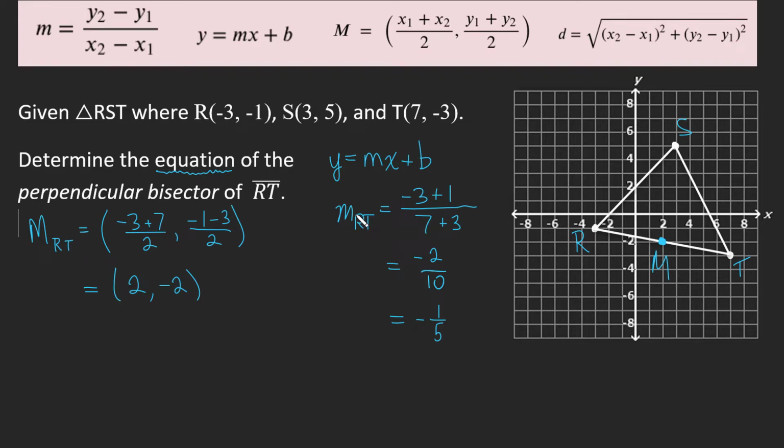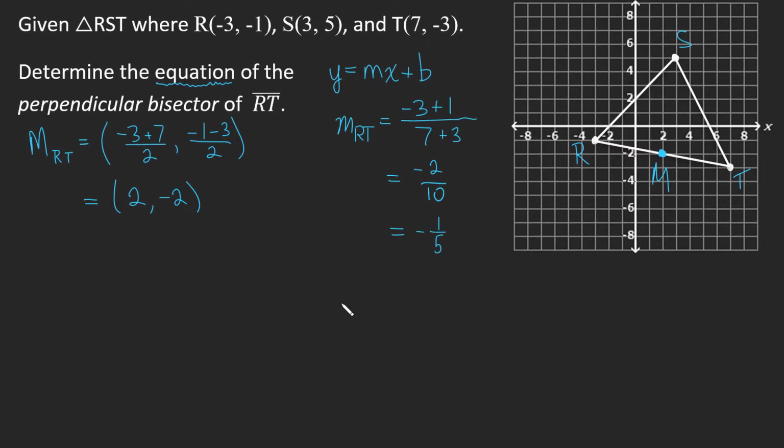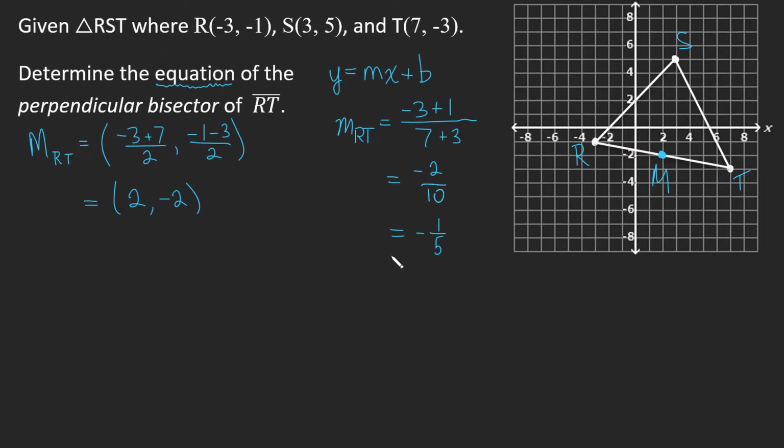But that's the slope of RT, and I'm so happy that I have that, but it's not what I need. I need the perpendicular slope. You should already know how to do perpendicular slopes. Hopefully you do. A perpendicular slope is going to be the negative reciprocal. So I'm going to change the sign on it, and I'm going to flip it. So this is the slope now of 5 over 1, or just the whole number 5. And it's positive, and it's going to go in a positive way.